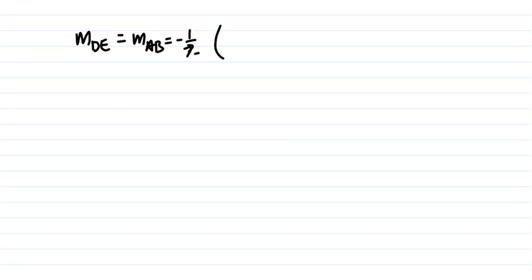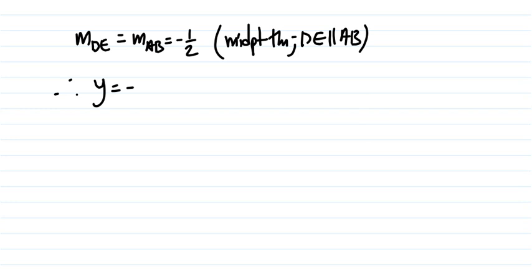Now, let's tell them why before they accuse us, right? So let's tell them why we're saying this. Midpoint theorem, DE is parallel to AB. So that's our introduction. Okay. Therefore, the line DE will have the form negative half x plus what? C. Now you see why they gave us point F.